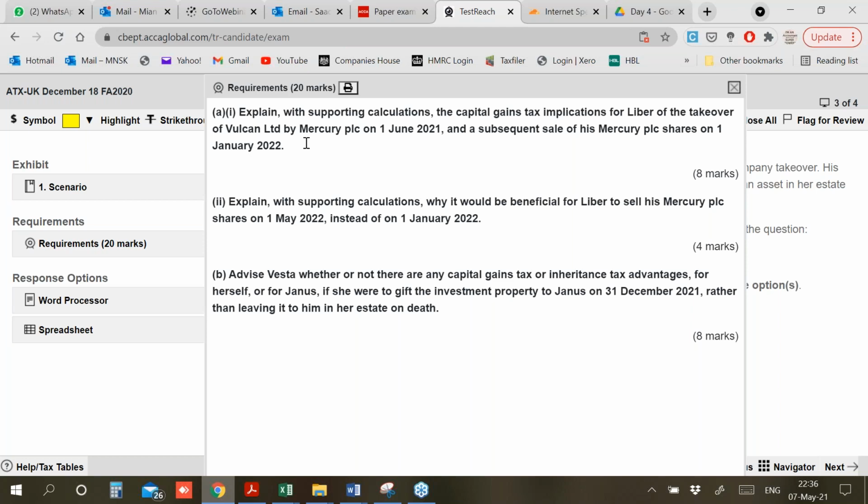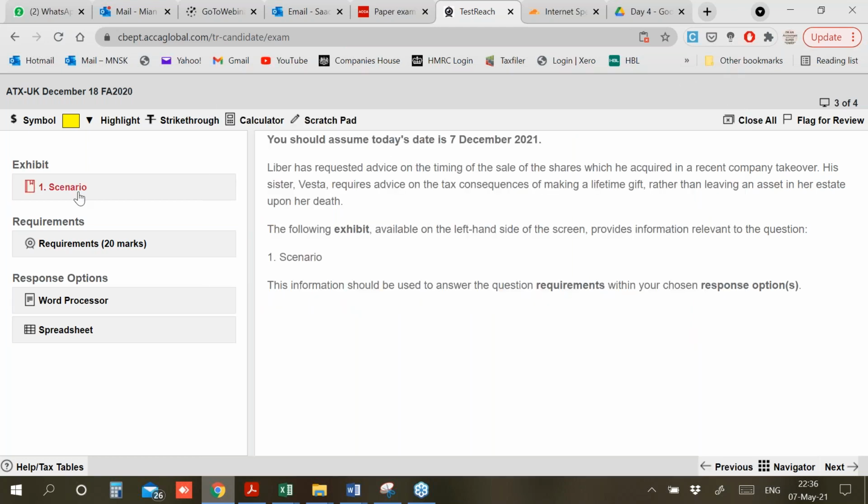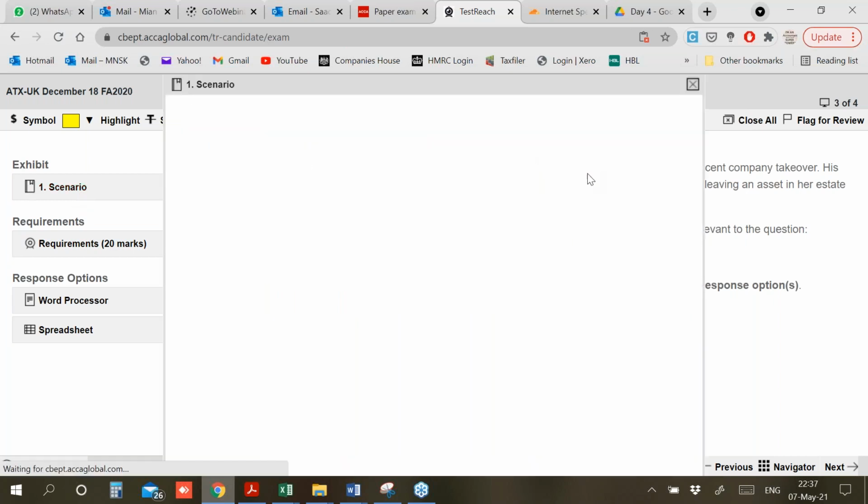Now, B, advise Vesta whether or not there are any capital gains tax or inheritance tax advantages, for both, for herself or for Janus, if she were to gift investment property to Janus on 1st December 2021, rather than leaving it to him in her estate on death. So I know who LIBOR is, and Vesta is her sister, but we don't know at the moment who Janus is. So we'll see that. So let's read the scenario.